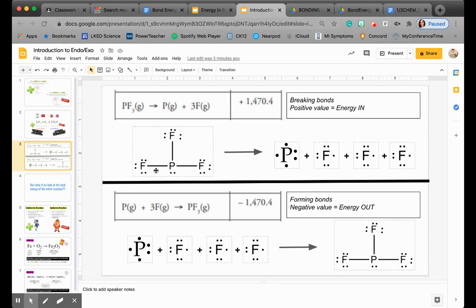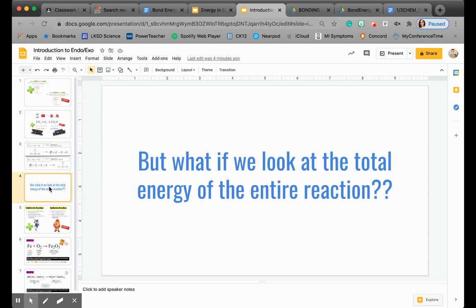Now, because the bonds are being broken, we notice that there is a positive value here, which means we're adding in energy. The reverse reaction says we have these individual atoms, and then we are combining them. We're forming bonds between them in order to create our PF3 molecule. Since we're forming bonds, we should notice that there's a negative value here, which means energy is coming out, right? Energy is being released. So what if we were to look at the total overall change in energy of a reaction that's not a reverse reaction? What does that do for us then?